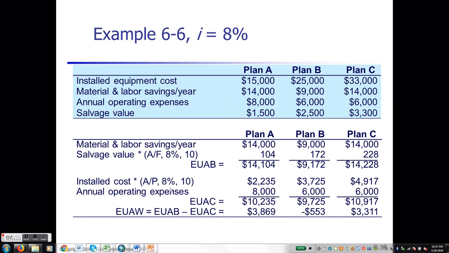Then you will have the installed cost, which is going to be a P, but you are passing to A with 8% within years. So you will pass your P, which is 15,000. You will pass for annual cost of 2,235, 3,625, and 4,970. And then you will have annual operating expenses, which is going to be annual. You don't need to change anything, of 8,000, 6,000.